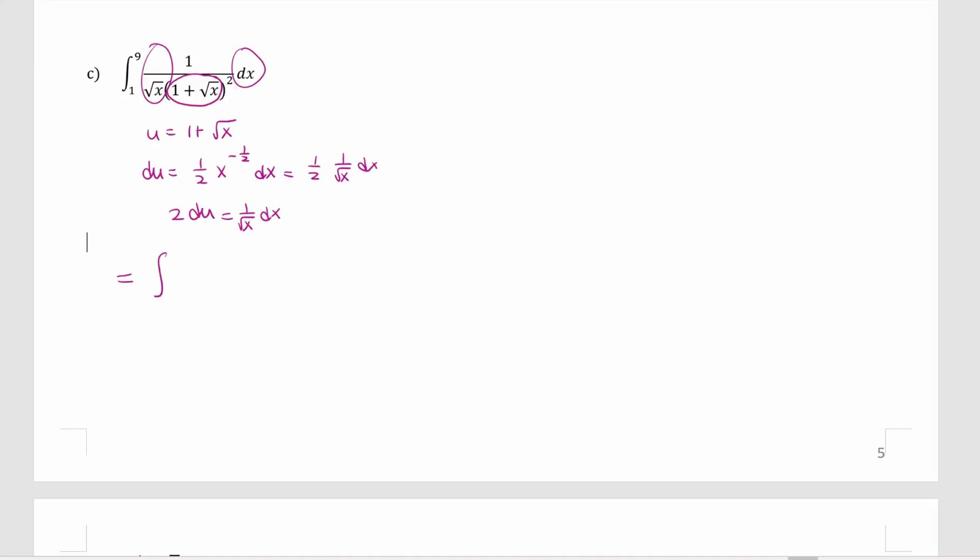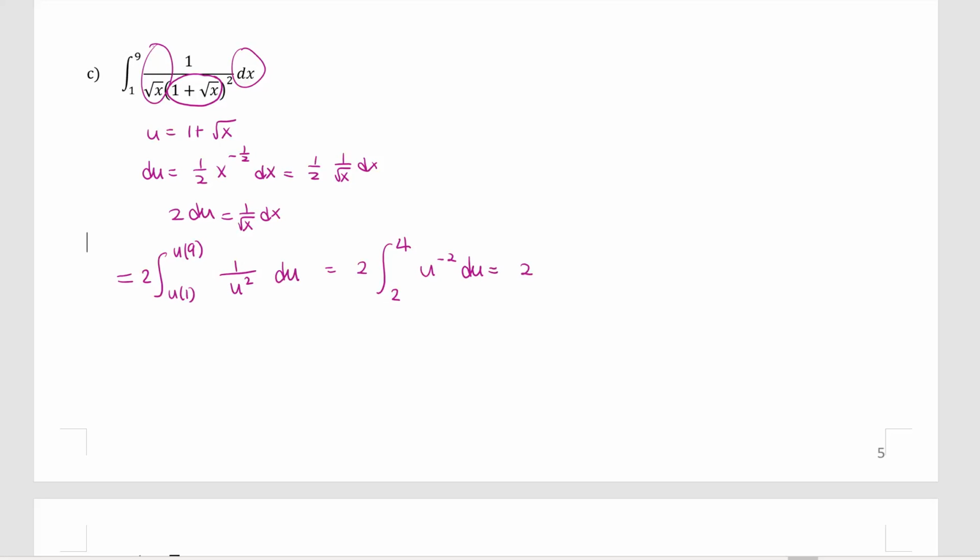So my integral is u of 1, u of 9. And then dx over square root of x is 2 du. So put the 2 in front, du at the end. Then we have 1 over u squared. Oh, by the way, what's u of 1? 1 plus square root of 1 is 2. u of 9, 1 plus square root of 9. 1 plus 3 is 4. Okay, then u to the negative 2 du.